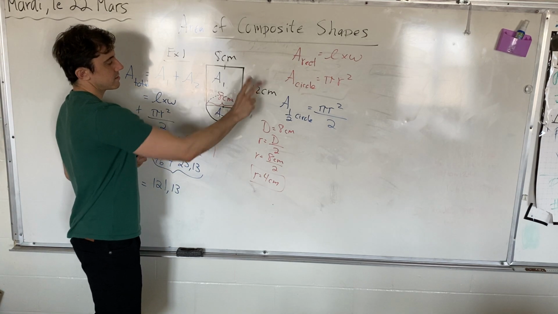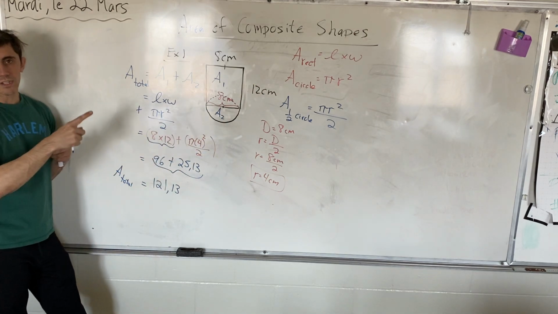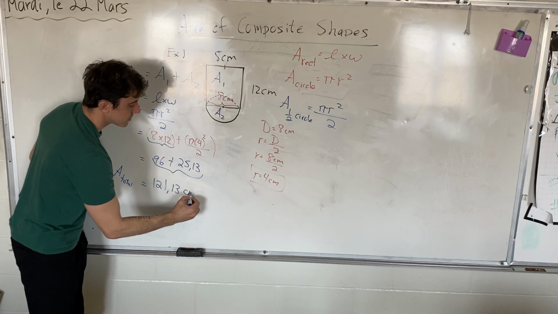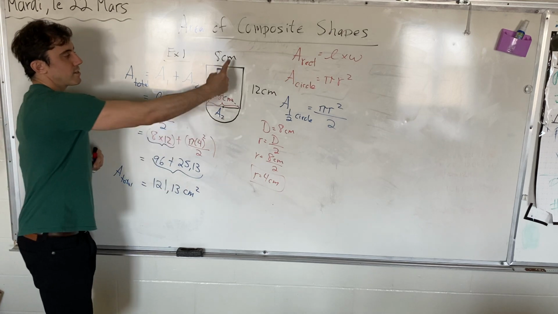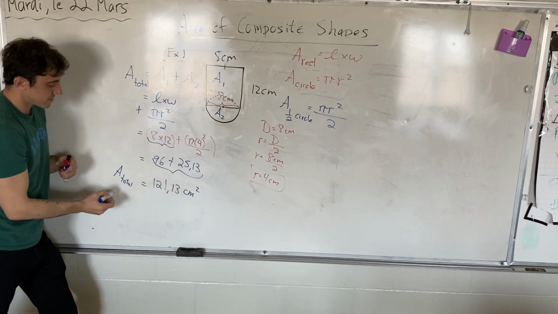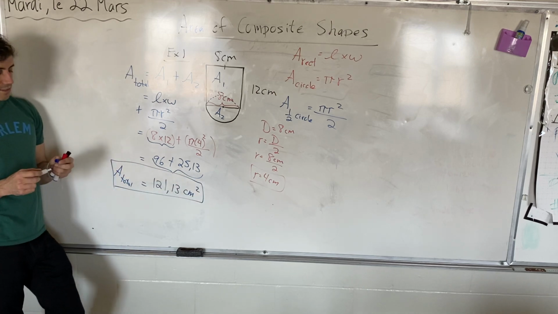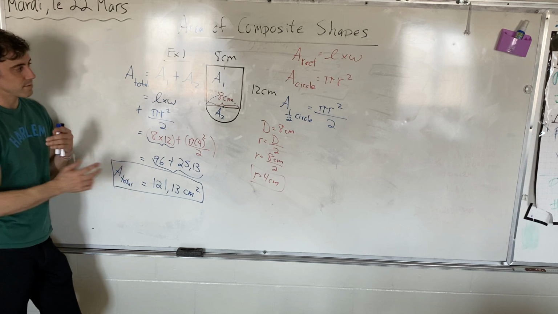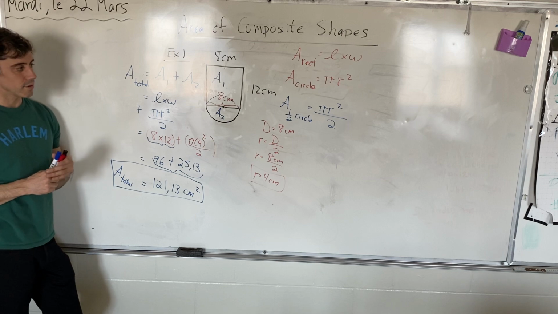The lengths of our shape were in centimeters, and area is a two-dimensional measure. And so our units will be squared centimeters. The 2 in the exponent for two-dimensional, so we'll have squared centimeters as our unit of measure. And so our total surface area, our total area of the shape is 121.13 squared centimeters, okay?